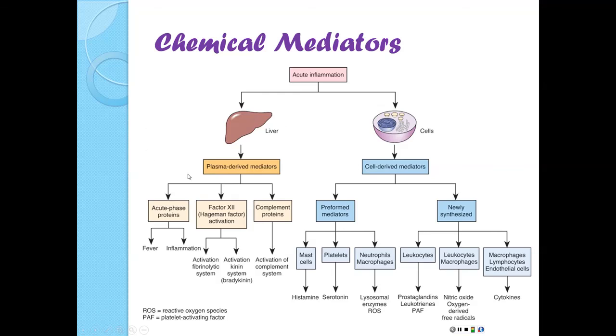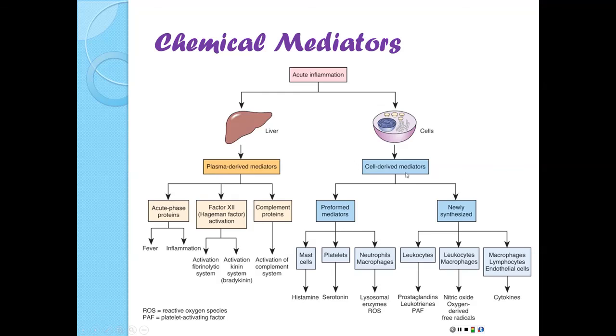Those that are derived from what we refer to as plasma derived. The liver is involved in that. So these things that are listed here, and the main ones that you need to know for this one, the complement, the fibrin, and the kinin or bradykinin. In the next slides we'll give you the details on that. But those are ones that are derived from the plasma within the blood by the liver.